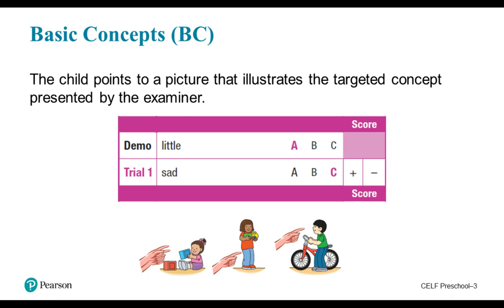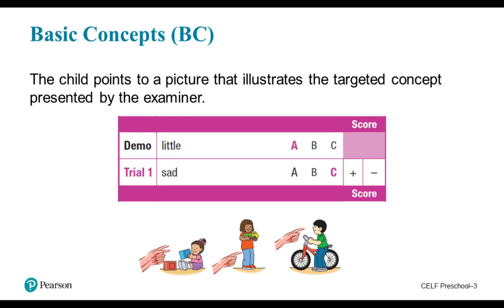Basic concepts, we ask the child to point to a picture that illustrates the targeted concept presented by the examiner. And here, for example, on this one, maybe I present this picture for the demo item, and I'd say, look at these children, and I'm going to point to each of the pictures, and I'd say, this is a baby. The baby is little. This is a girl. The girl is big. And this is a boy. He is big too. And then say, look at the children again, and I point to the little girl and point out that the baby is little.